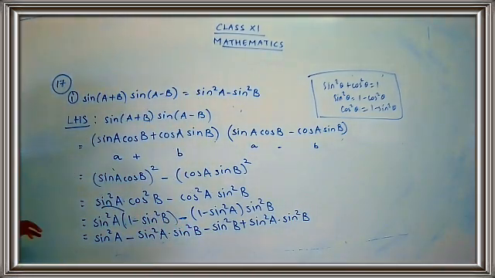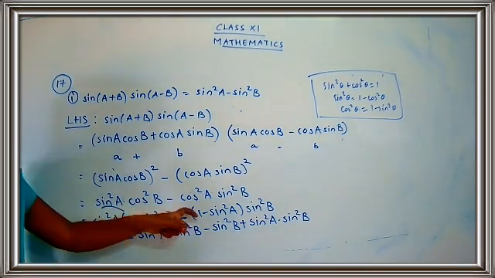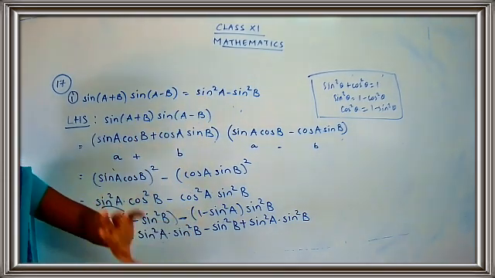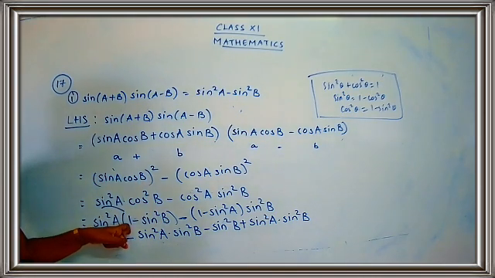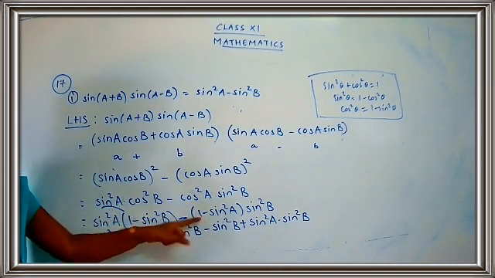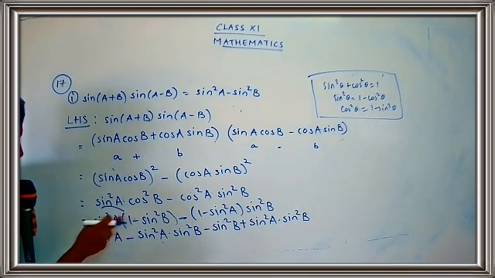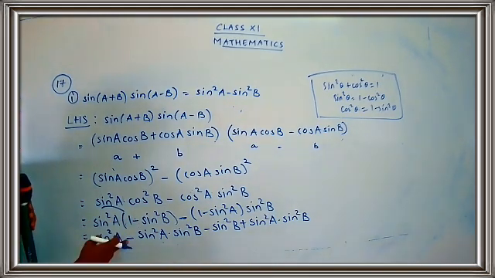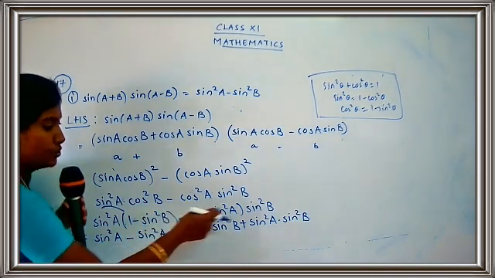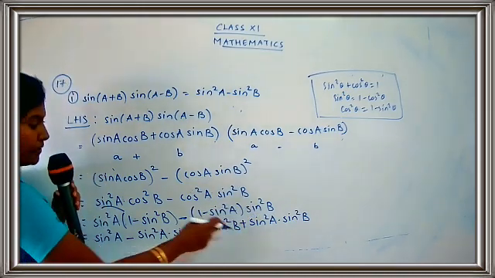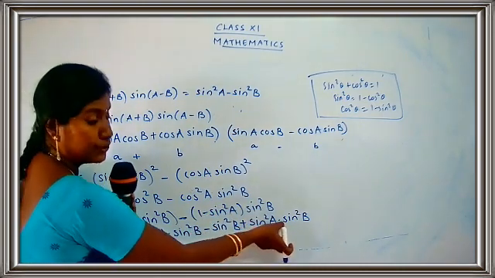Getting the point, children? I'll just explain this step once again. Just concentrate properly. We have got here cos²B and cos²A. In the RHS part we had the sine part only. So we are going to replace cos in terms of sine. We have replaced it as 1 minus sin²B and here 1 minus sin²A. How to go for the expansion? sin²A into 1 is sin²A. This is minus, so sin²A into minus sin²B gives you minus sin²A sin²B. Now here, this is minus 1 into sin²B, so minus sin²B. Minus minus plus sin²A into sin²B is sin²A sin²B.